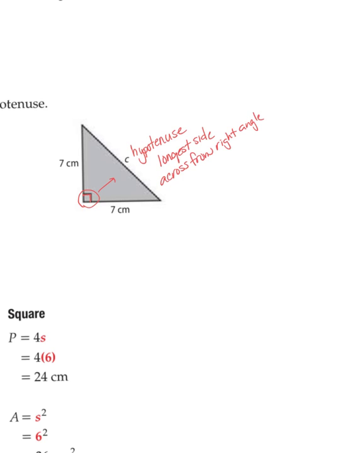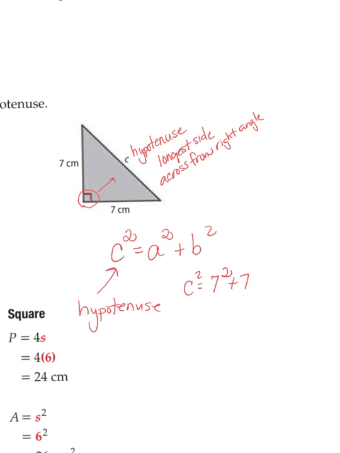Okay? So when I set up the Pythagorean theorem, it's always the hypotenuse squared equals the sum of the squares of the two legs. This is always the hypotenuse, the side by itself. Sometimes it's given to us, so we would plug in a number for the C, and in this case, we're trying to find the length of the hypotenuse. So my hypotenuse squared equals 7 squared plus 7 squared.